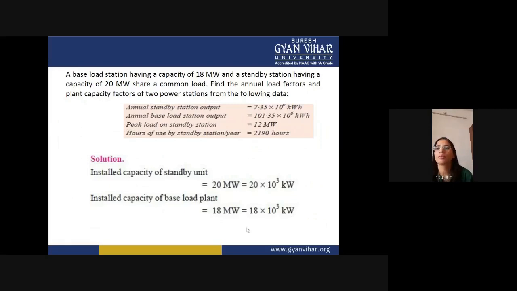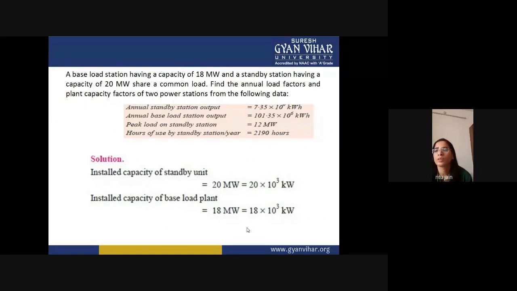The annual standby station output is 7.35 into 10 to the power 6 kilowatt hour, and the annual base load station output is 101.35 into 10 to the power 6 kilowatt hour. The peak load on the standby station is your 12 megawatt, and hours of use by the standby station per year is 2190. So first you have to calculate the installed capacity of the standby unit, which is your 20 megawatt.